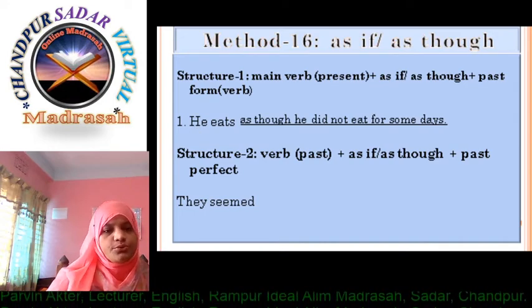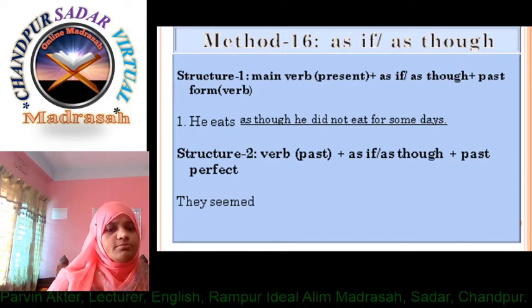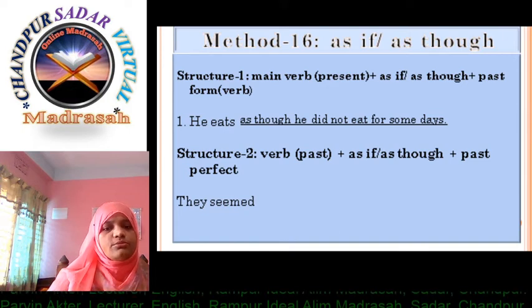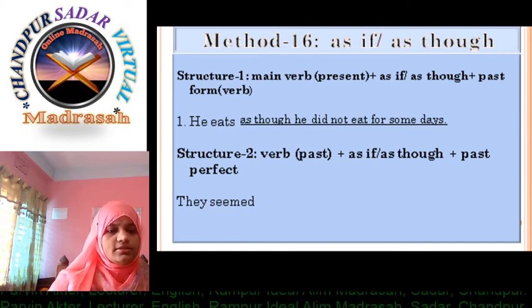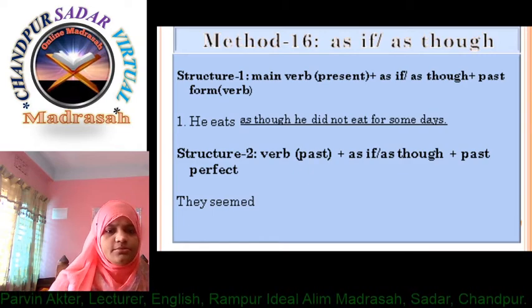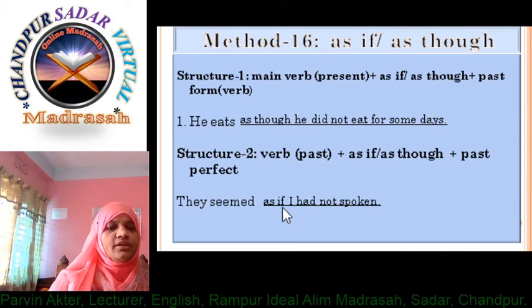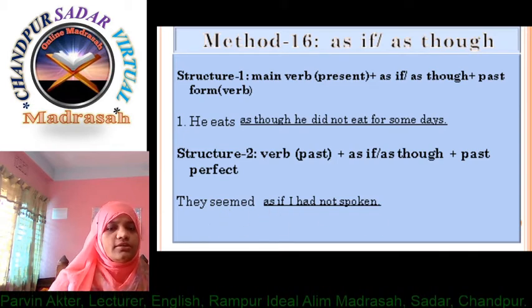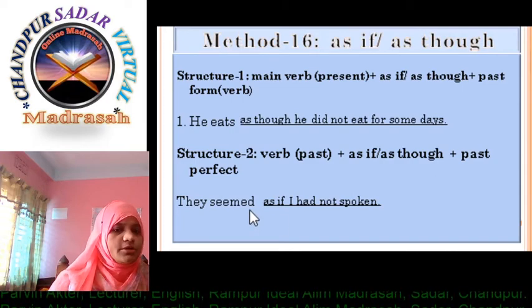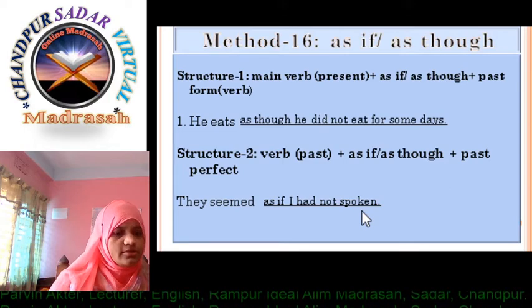Then structure 2. If the first verb is past, then the second verb will be past perfect. That means verb 3. Let's see an example. They seemed as if I hadn't spoken. So here, seemed is verb 2 and hadn't spoken is verb 3. Verb 3 means past perfect.